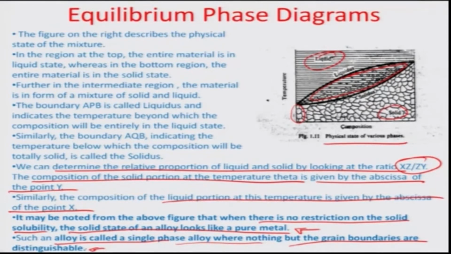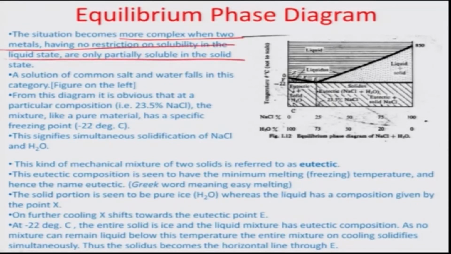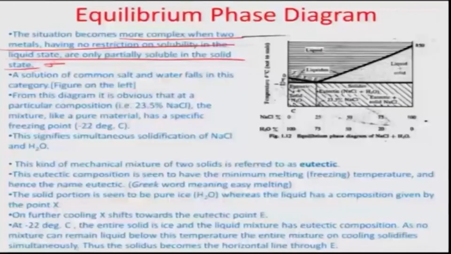And if there is some restriction on the solid solubility, it may not look like a pure one-phase system. The situation becomes more complex when two metals having no restriction on solubility in the liquid state are only partially soluble in the solid phase. Obviously, in the solid phase you have to throw out some material in order to make the solidification possible. A very commonly used example is common salt and water, which falls in this category.